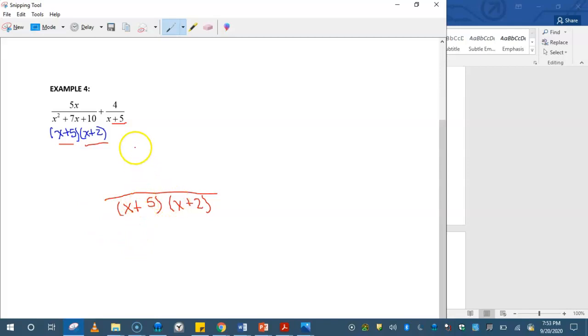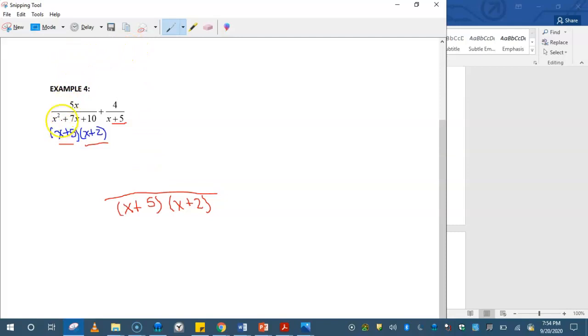So x plus 5, I don't need to write it twice because it's there only once in both of those fractions. And then x plus 2, I only need to write it the one time, even though it's not included here. And here we go. Let's then go to each one of the fractions. We need to make sure they have everything.